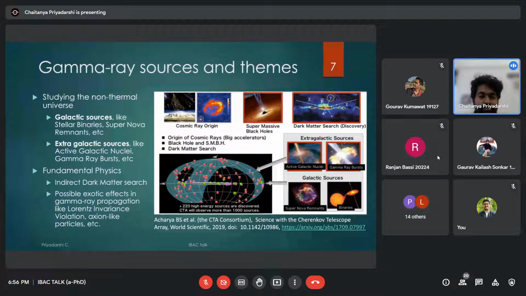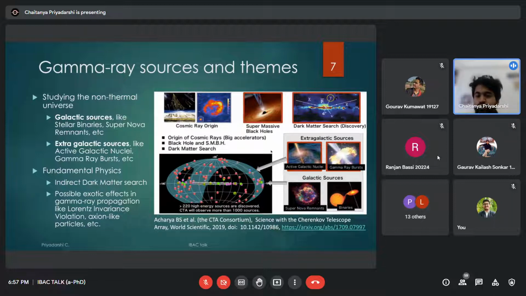Unfortunately, or for whatever reason, we still have not found any dark matter particle or understood them, by either direct or indirect methods. But in the gamma ray field, we can use indirect methods to try to find some candidates for dark matter. We can also have some possible exotic effects in gamma ray propagation, like Lorentz invariance violation, axion-like particles, etc. I'll go through them one by one in the next slides.